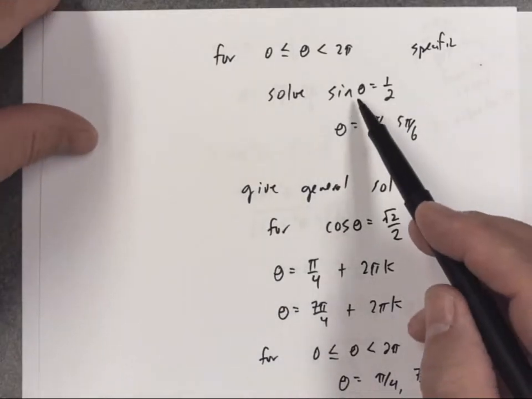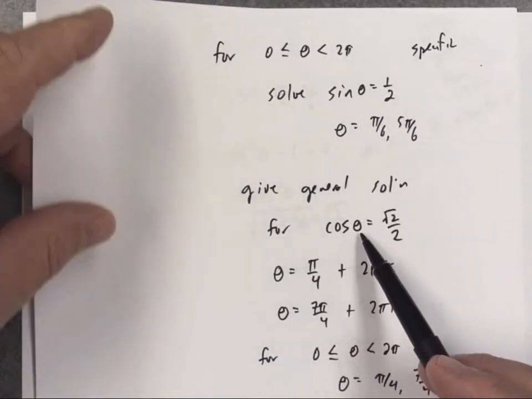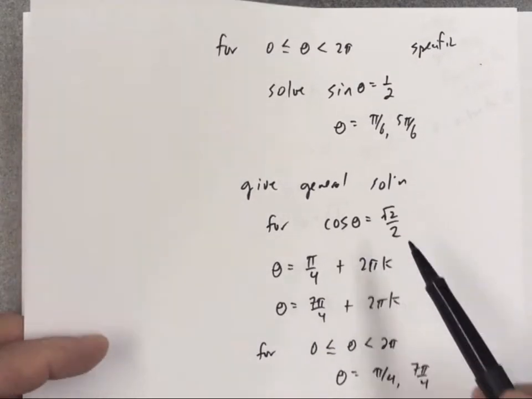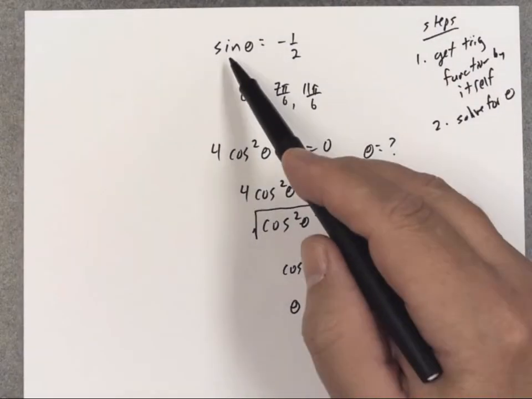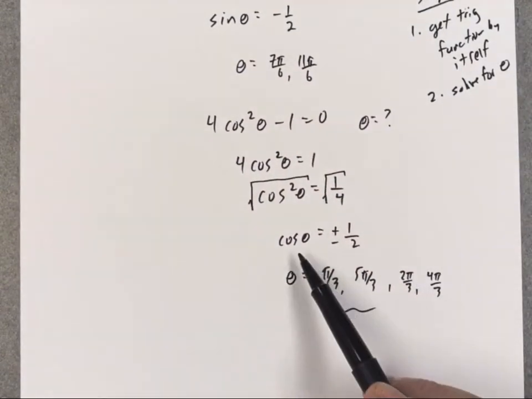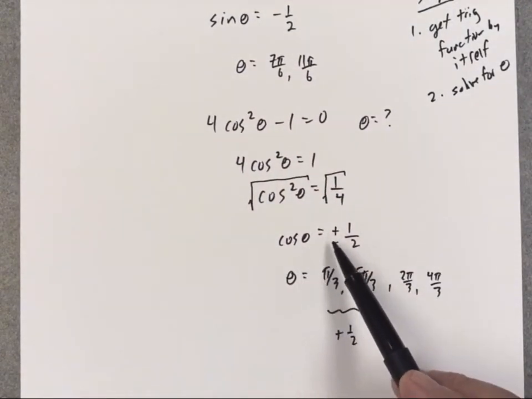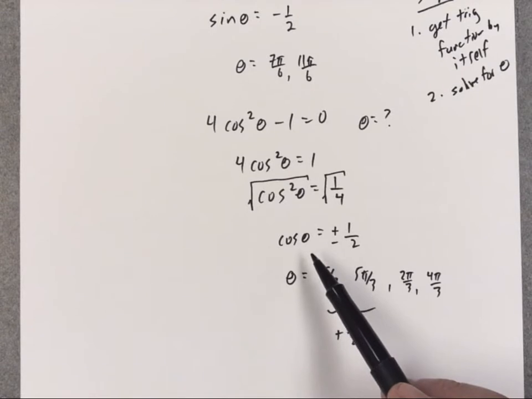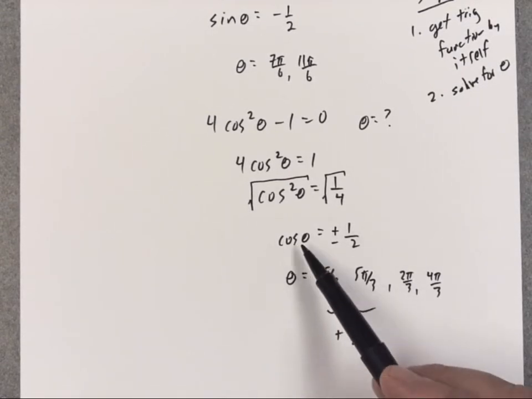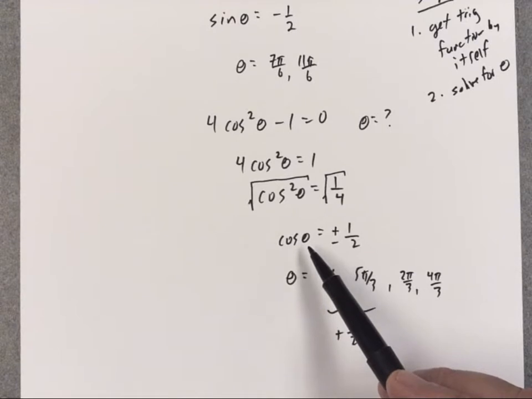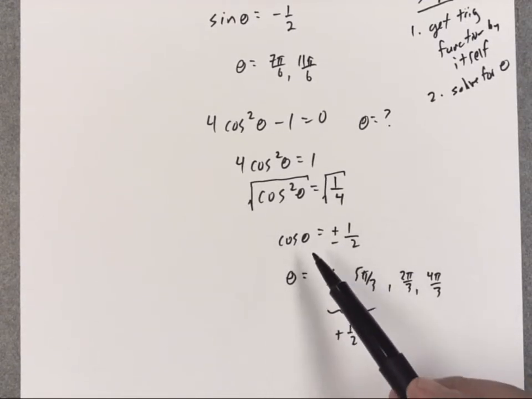These are all my notes. Sine theta 1/2. Cosine theta square root of 2 over 2. Even when I had some equations, I eventually got to the point where it was sine theta -1/2, cosine theta equals plus or minus 1/2. The thing I want you to notice is, for all those problems, what was inside the trig function was just theta by itself. Right? Sine theta, cosine theta. I even did a tangent of theta.